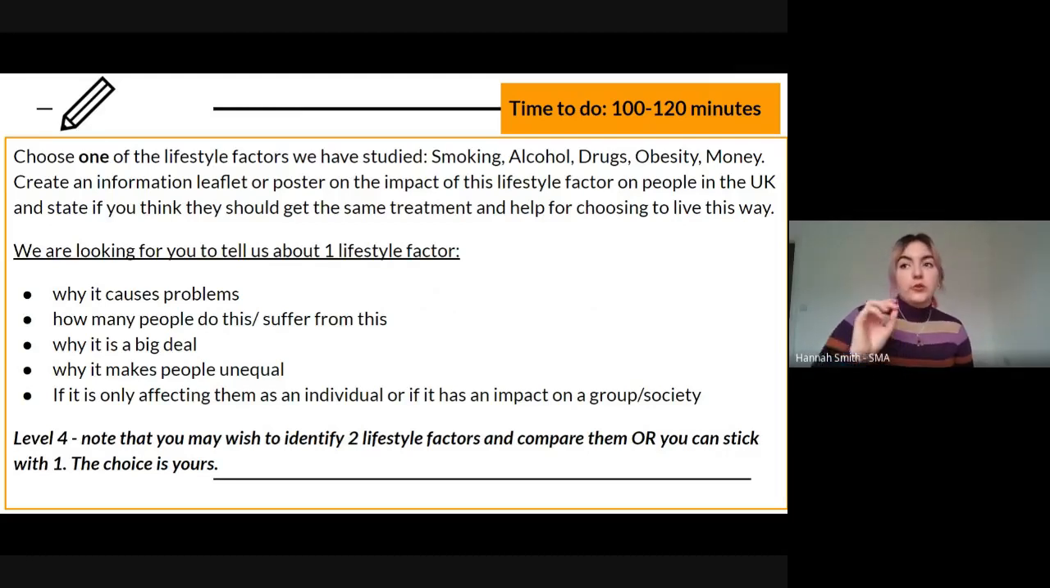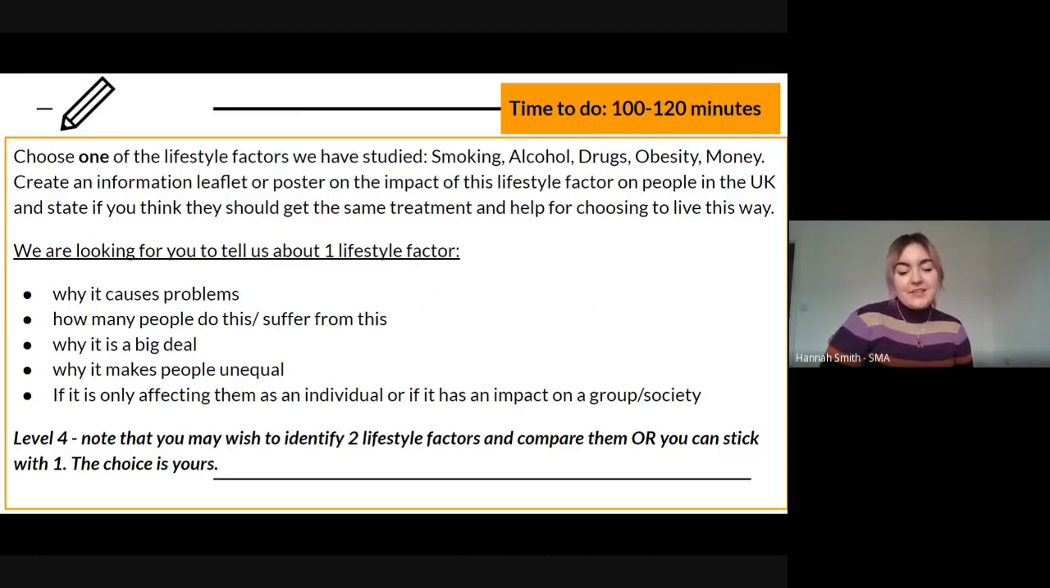Please note, you're not doing gender and you're not doing geography. The reason is because they're not always lifestyle factors. You can't choose that. You make a choice to smoke or to drink alcohol or to take drugs. So that's a lifestyle factor.